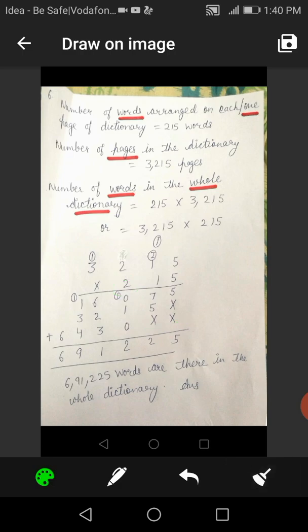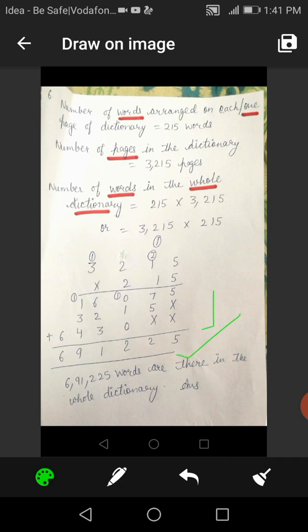Then start on the hundreds place. 2 5s are 10. 0 here. 1 need to carry. 2 1s are 2. 2 plus 1 is 3. So write here 3. Next is 2 2s are 4. So write here 4. Next is 2 3s are 6. So write 6. So now you need to add these numbers.